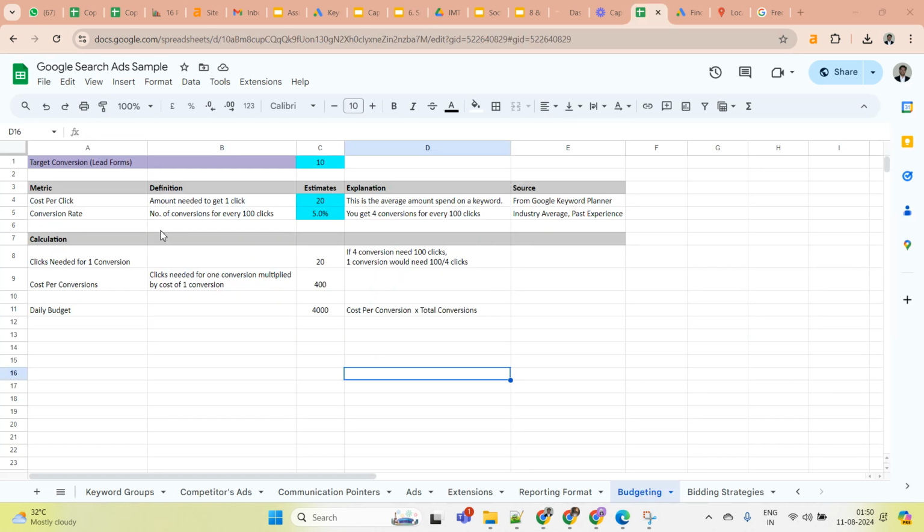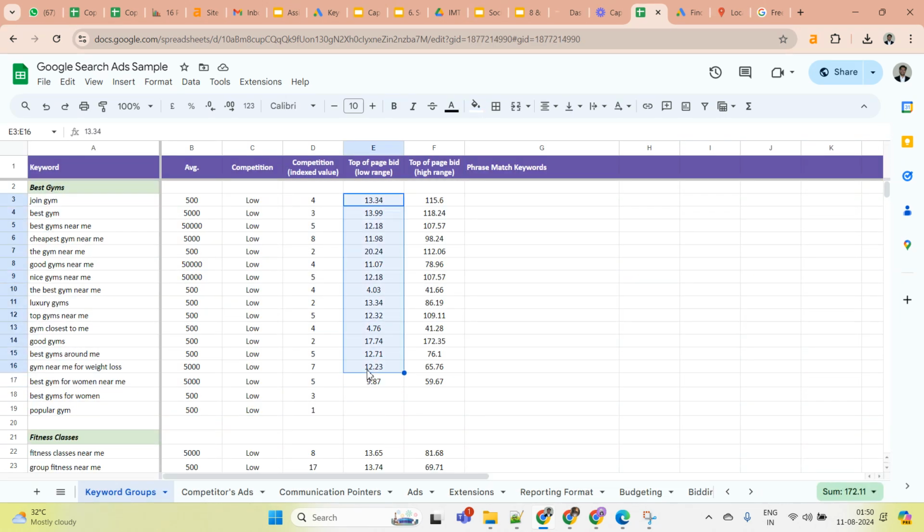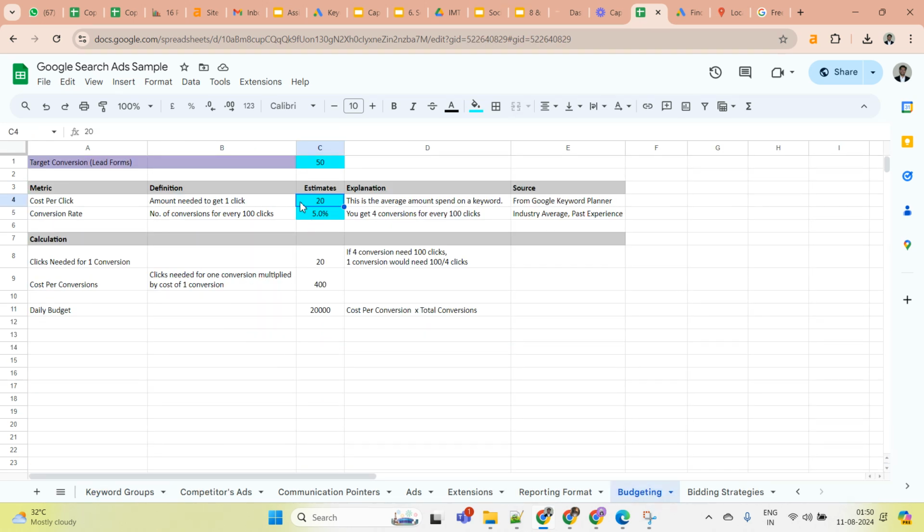Next is the budget. To decide the budget, you can go to this sample sheet which we had created. The ones which are highlighted in cyan color are the ones which you can change. So let's say you want to get at least 50 conversions in a day, and on an average the cost per click is 20. You can get this from the keyword research. When you're doing keyword research, you can get an average of this number and put it here. Let's say the cost per click is ₹15 and the conversion rate is 5%.